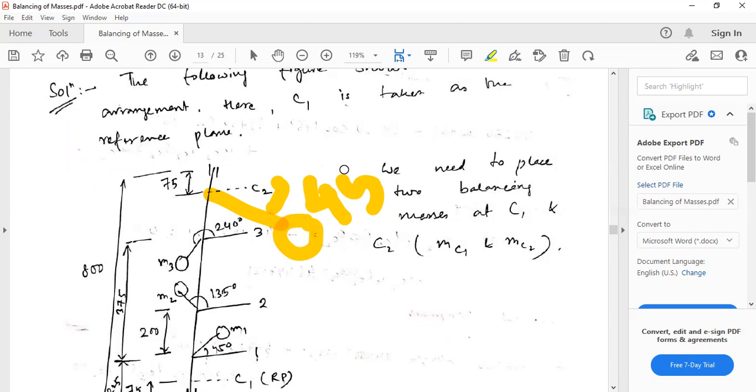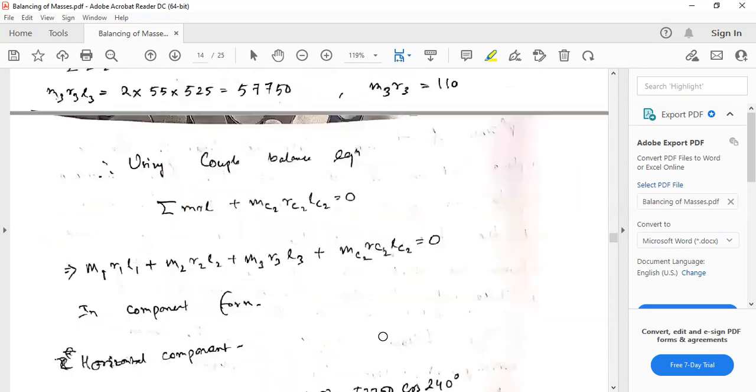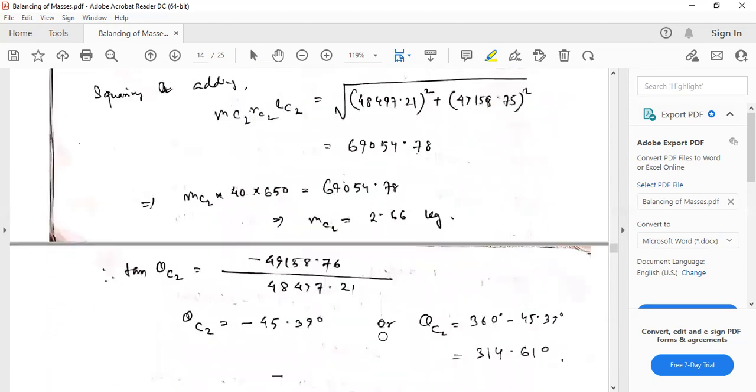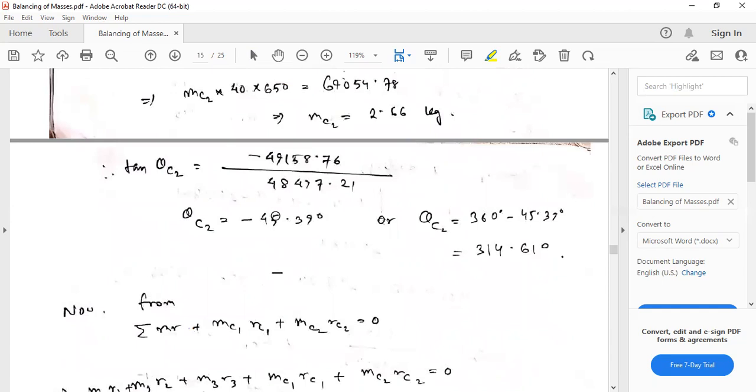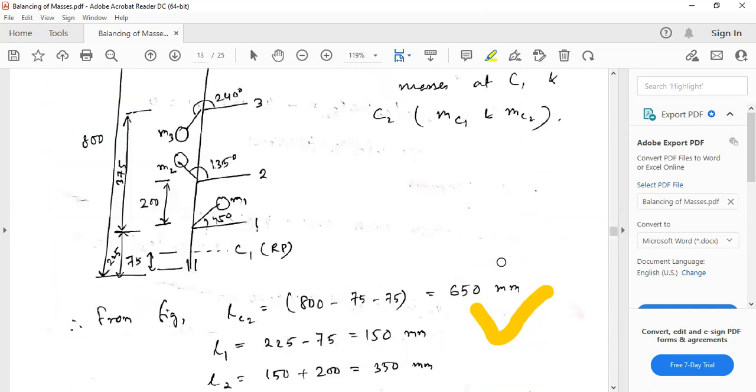Now what will be the angle with the horizontal in the anti-clockwise direction? This is the angle, you see, from here to here. That means 360 minus this 45 or so, that you can find out. So here 360 degrees minus this angle is 314.61. So that means we have to find it in this manner.